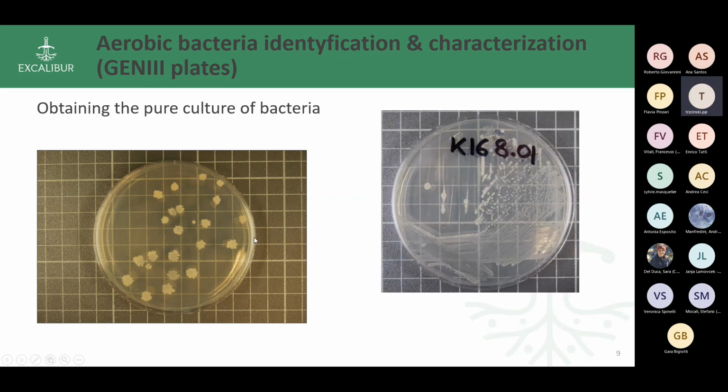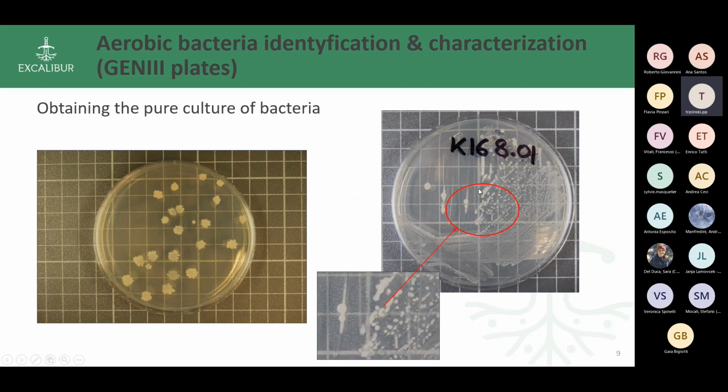On the streaking, probably everything will be okay, but here there is a colony with another morphology. So sometimes we will not be able to observe some very small contaminants. I think that this is a very simple and basic thing, but obtaining a pure culture is crucial.